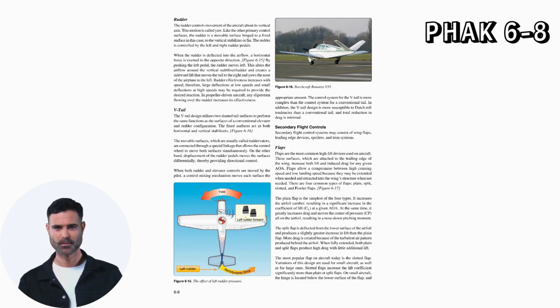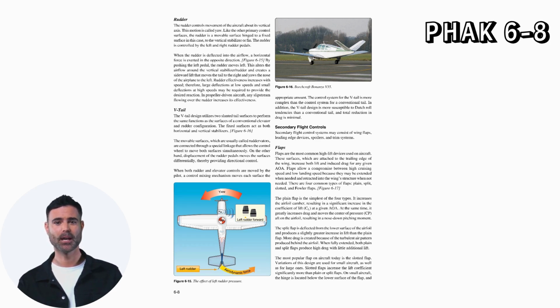Rudder. The rudder controls movement of the aircraft about its vertical axis. This motion is called yaw. Like the other primary control surfaces, the rudder is a movable surface hinged to a fixed surface, in this case, to the vertical stabilizer or fin. The rudder is controlled by the left and right rudder pedals.